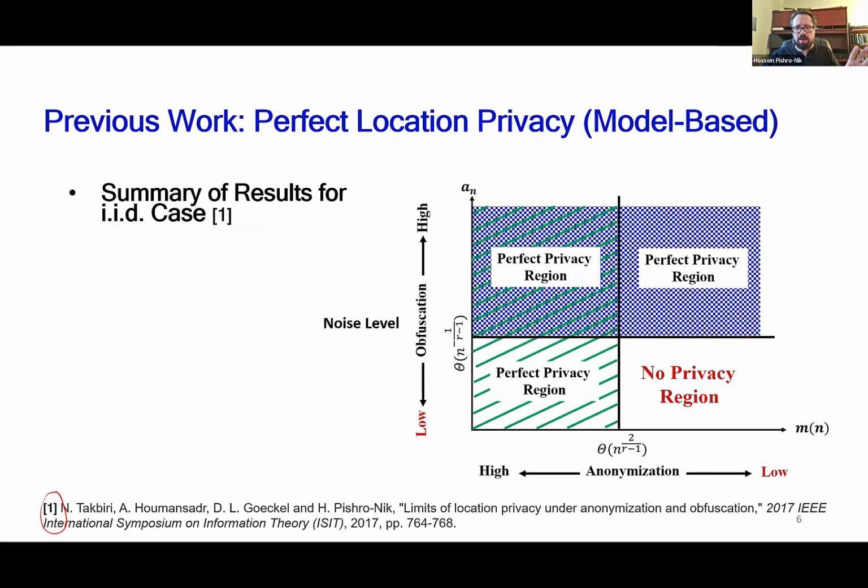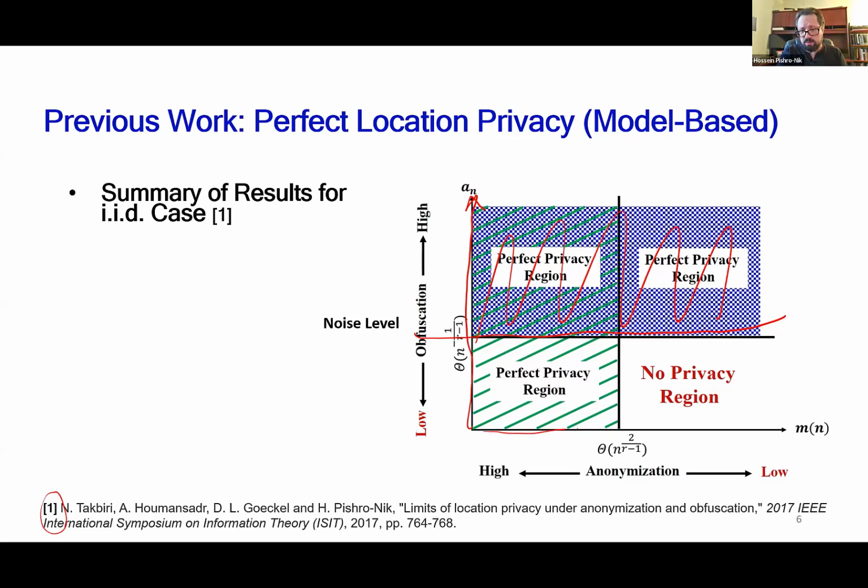So as I said, this kind of approach has been studied. For example, this is one example of a potential result. You can think of, we have two operations for privacy, right? Obfuscation and anonymization. So the privacy depends on the level of obfuscation and anonymization. For example, in the case of IID, which is the easiest case, we can obtain this kind of simple graph. This y-axis shows the noise level. So there is a threshold. If your noise level is larger than something, then you have perfect privacy.